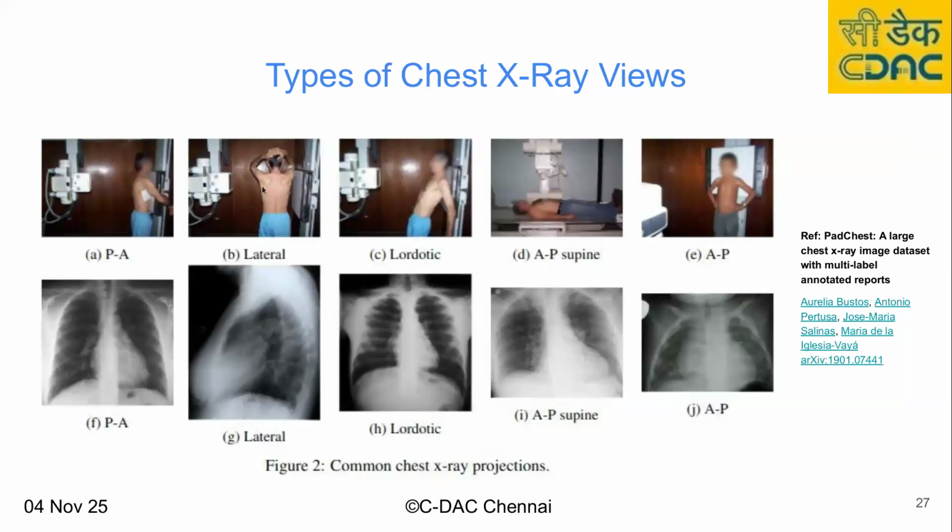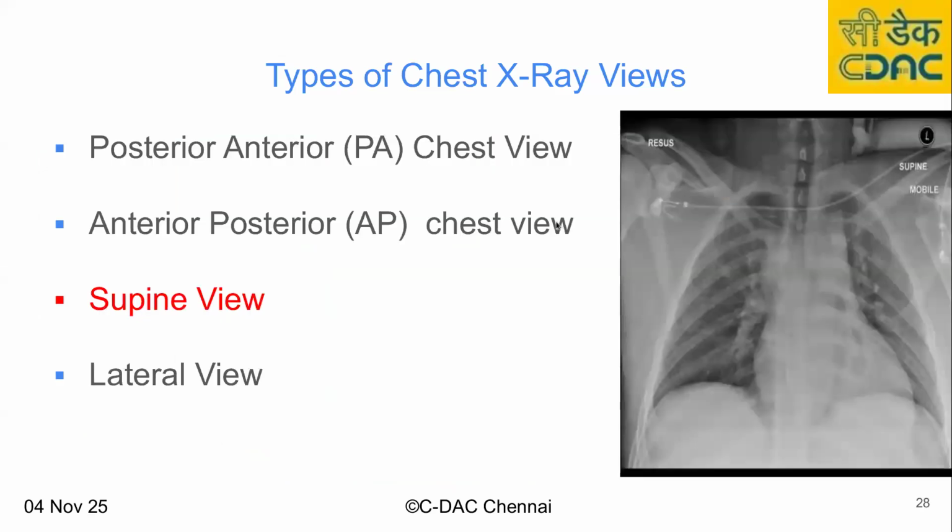But in other methods like lateral images, the X-ray beam will fall on the left side of the person standing like this, and you will get a lateral X-ray like this. And there are other positions like lordotic X-ray position, or AP supine X-ray position, and the anterior posterior position of taking an X-ray image, where the X-rays fall on the front chest part of the body of the patient. So AP supine images are usually taken when the patient is in critical condition.